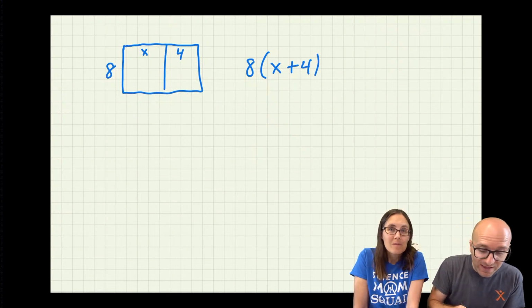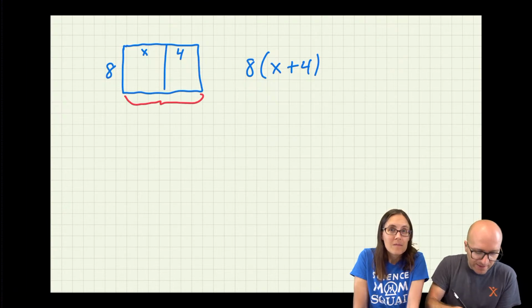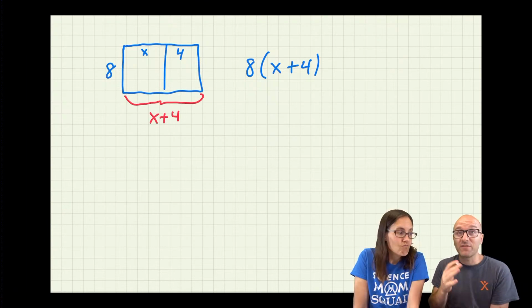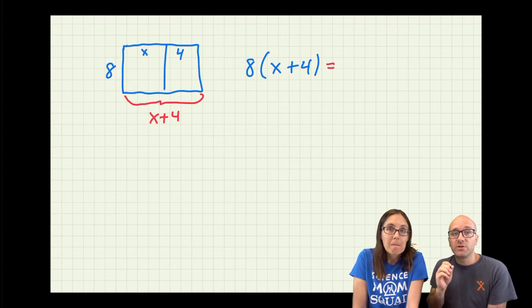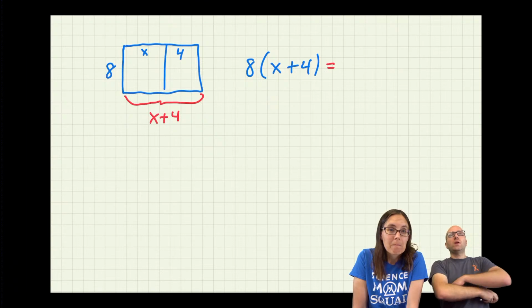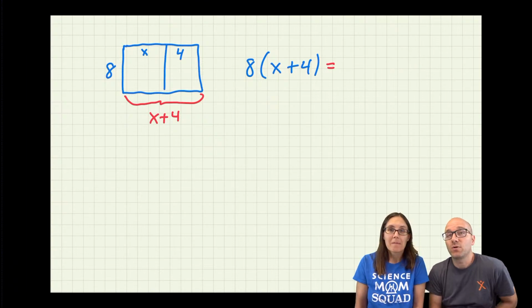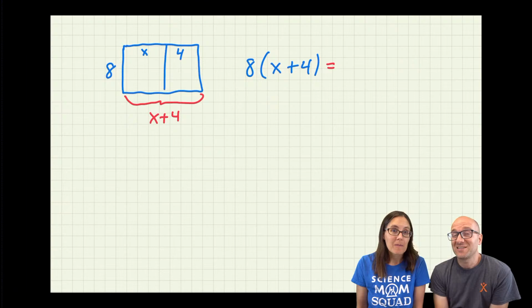If I wanted to find the entire area, the whole side there is really x plus 4. So we have to multiply the two sides. And according to the distributive law, what do we get? I will wait in the chat for an answer. What is 8 times x plus 4?